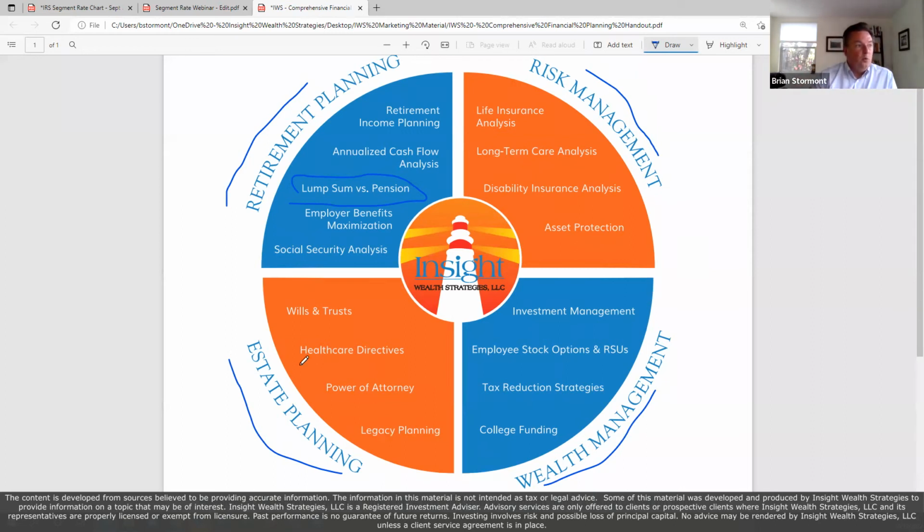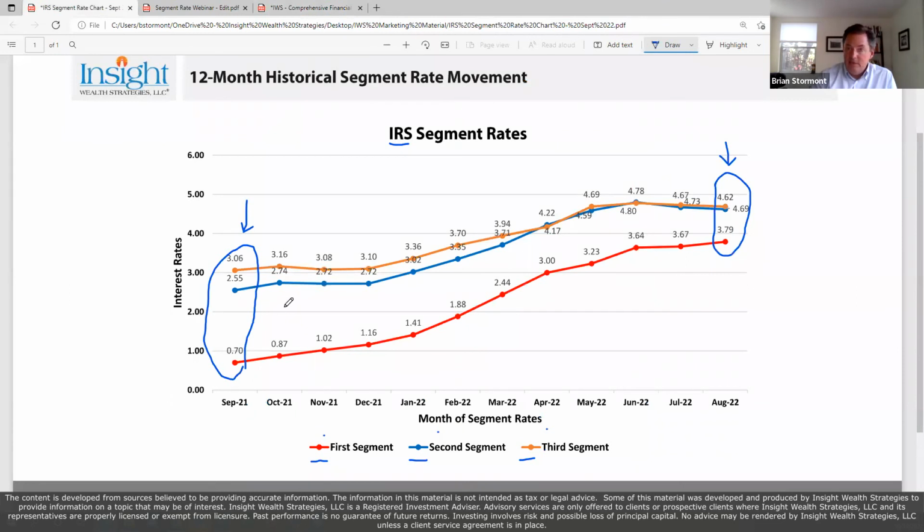And so with that said, ladies and gentlemen, what we want to reinforce here today is the reality that the segment rates are likely climbing. That window of opportunity to potentially take advantage of those low segment rates may be closing, and it might make sense for you to take a look at your pension plan and figure out, is this the right time for you to consider making a change?